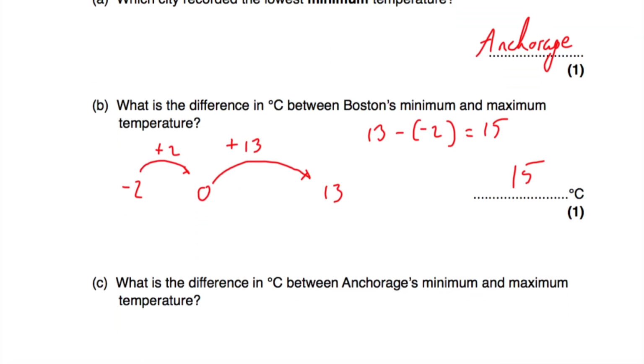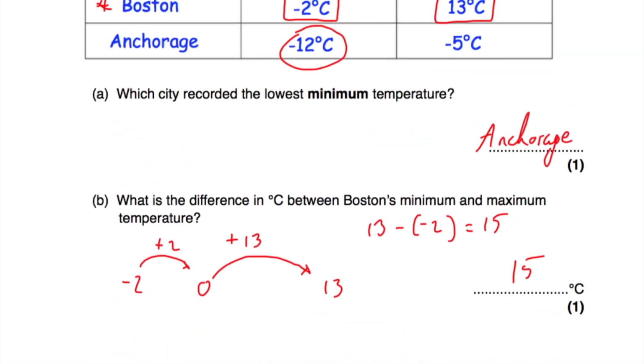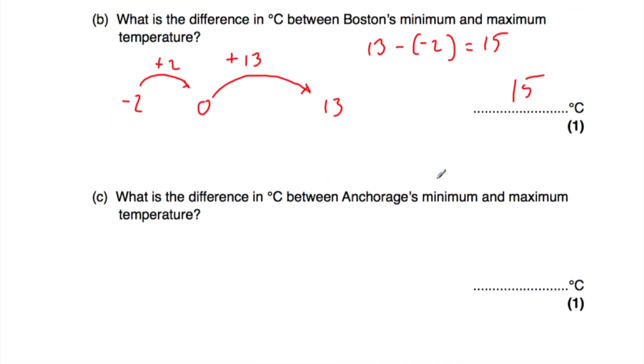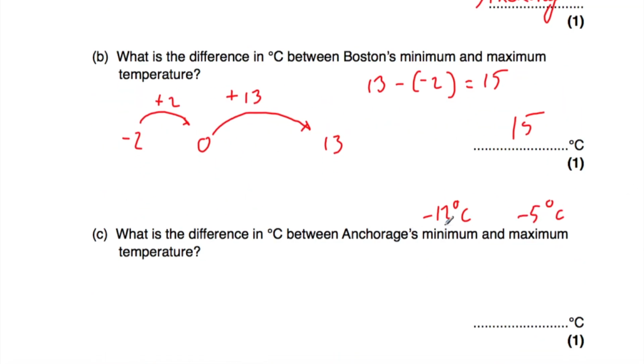Okay, part C. Part C says, what is the difference in degrees Celsius between Anchorage's minimum temperature and maximum temperature? So this time we're looking at Anchorage, and Anchorage has a minimum temperature of -12 degrees Celsius and a maximum temperature of -5 degrees Celsius. So again, we could approach this in two different ways. We could treat it like a number line. So we want to get from -12 to -5. And to get from -12 to -5, we would go up 7. So we would add 7. So that means the difference between the temperatures is 7 degrees Celsius.